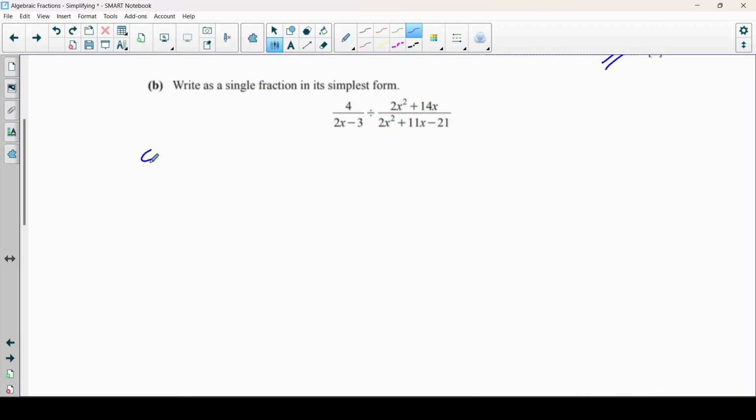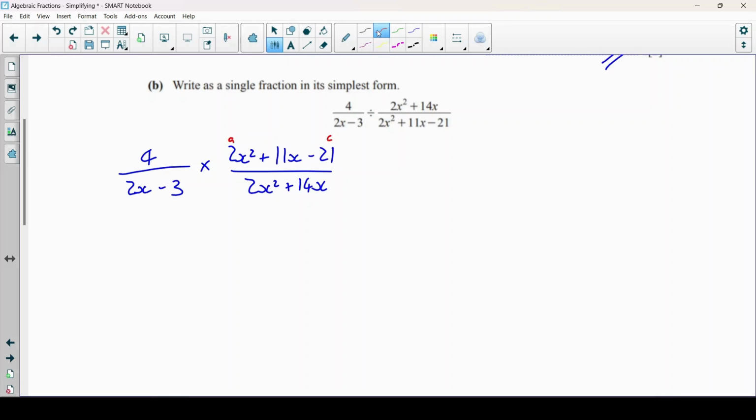This one is a division, so we're going to keep that first fraction, 4 over 2x minus 3, change it to a multiply, and do the reciprocal of the second fraction first of all. Over 2x squared plus 14x, and it looks like we can do a fair bit of simplifying of this first. Let's factorise before multiplying, because if we multiply first, we're only going to make something more complicated to factorise afterwards.